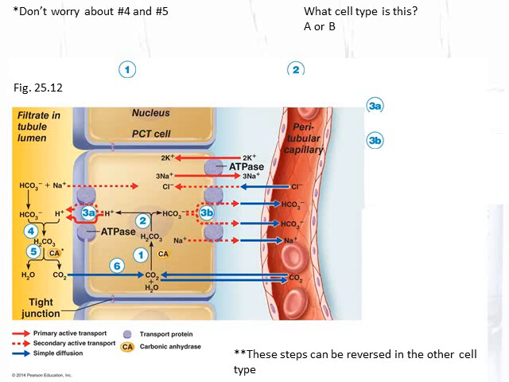And you need to know whether this is a type A cell or a type B cell, and how this is helping us to get rid of the extra hydrogen, or to help us conserve hydrogen, depending on which type of cell this is. Just to note, the other type of cell will do the exact opposite of this, but you do need to know these different mechanisms involved in these steps.